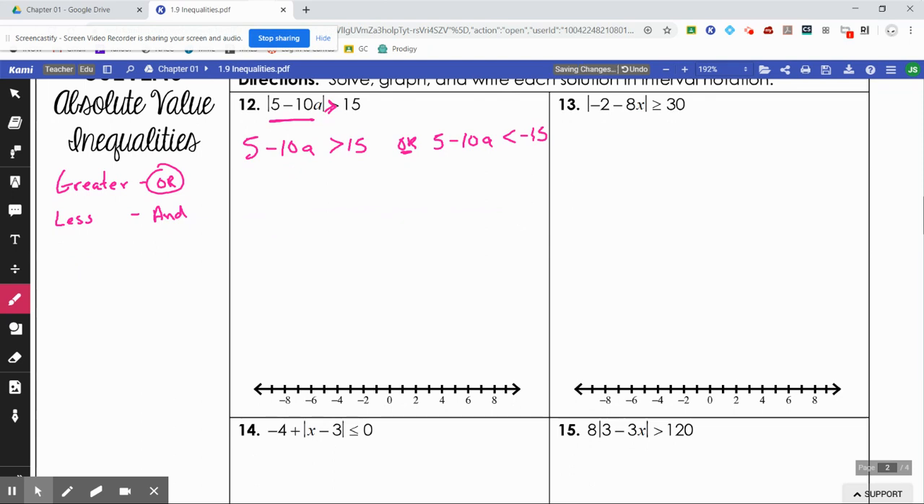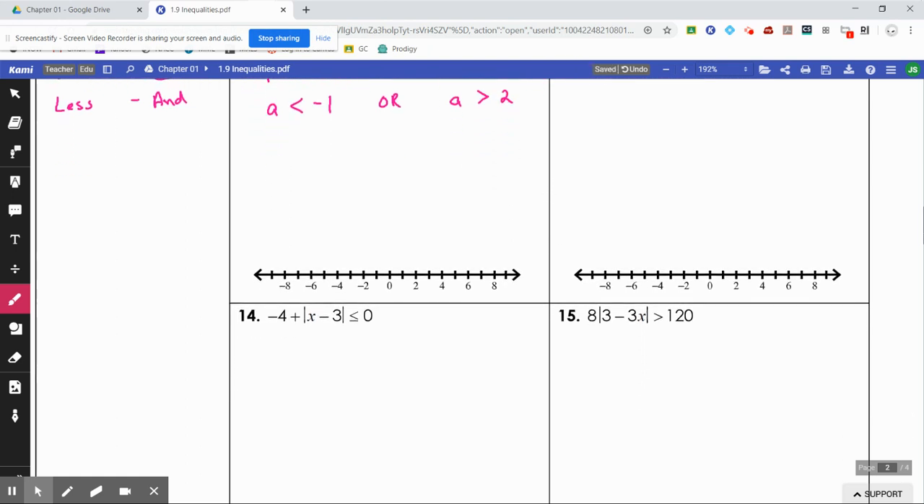Now we simply solve, and we're done. I'm going to move my 5 over. It gives me negative 2a is greater than 10. Or, yeah, that's right. Divide by negative 2 gives me a is less than negative 5, because I'm dividing by a negative. Or, move my 5 over, gives me negative 2a is less than negative 20. When I divide by negative 2, make sure you flip your symbol over and you get a is greater than 2. So my solution set is all values that are greater than 2.